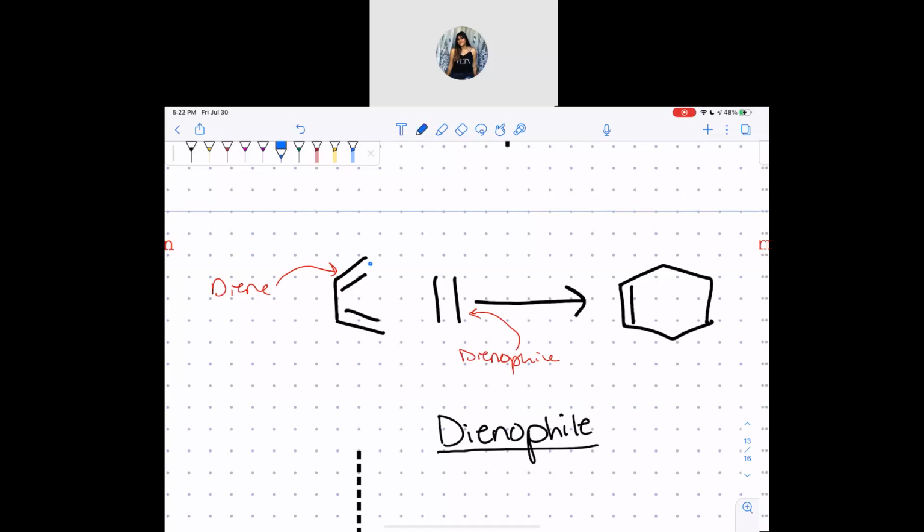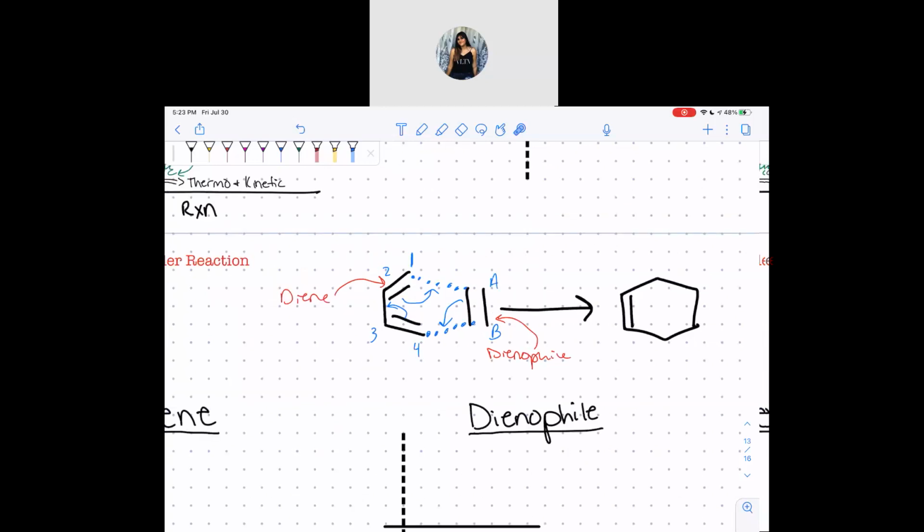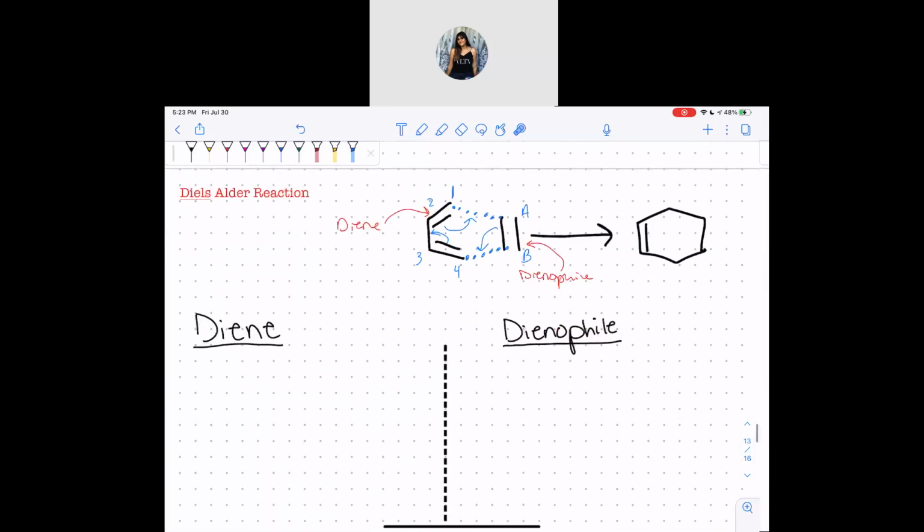So, first of all, I like to number these. And we know that side 1 always attacks A. Side 4 always attacks B. And now we just go in a circle. And we get a cyclohexane. Ta-da! And so what we really need to talk about today is what a diene is, what a dienophile is, and what all this stuff means.